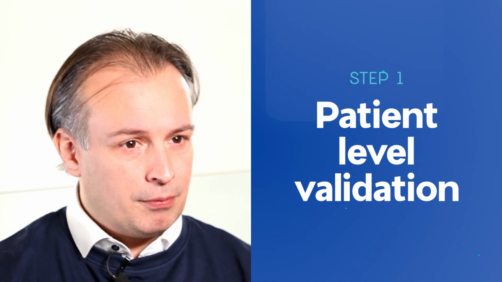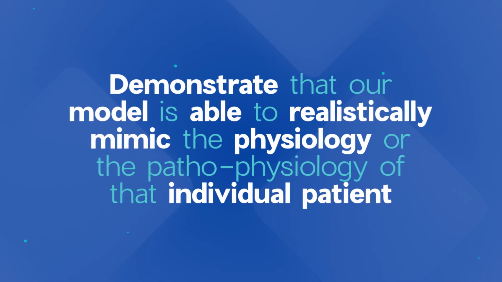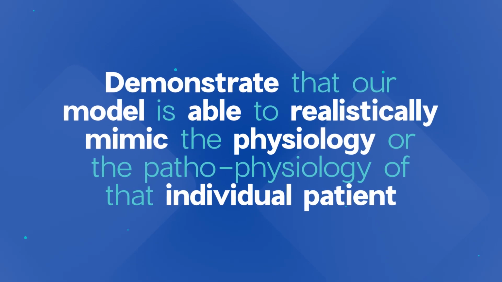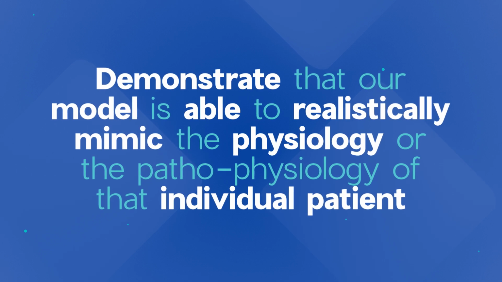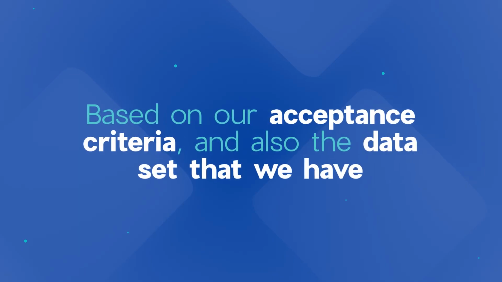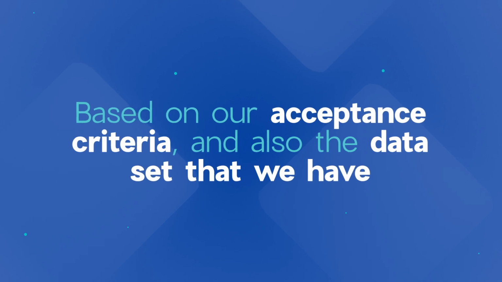And the first validation step is on patient level. So we really want to mimic one-to-one real patients. And we demonstrate that our model is able to realistically mimic the physiology or the pathophysiology of that individual patient. Then we do the variation, and we generate thousands of them, and we select the ones that are good. And we do that based on our acceptance criteria and on also the data set that we have. And we do that on a completely independent cohort.